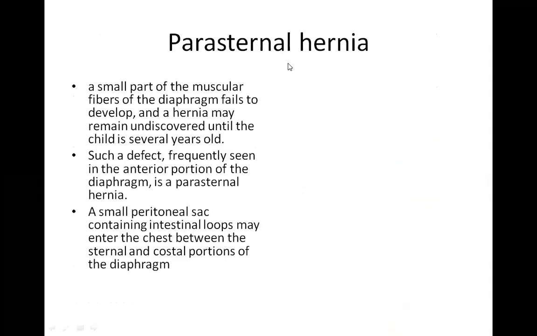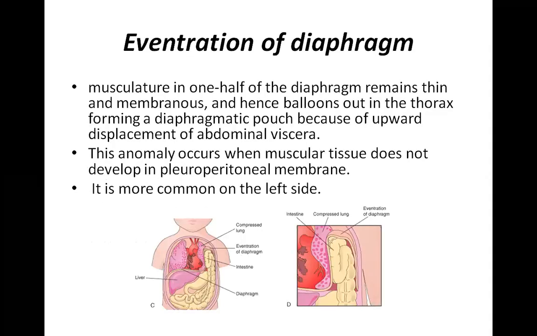Then there is a parasternal hernia. A small part of the muscular fibers of the diaphragm fails to develop, so the hernia may remain undiscovered until the child is several years old. It is frequently seen on the anterior portion of the diaphragm, so it is also known as parasternal hernia. Bochdalek's was posterolateral; the parasternal is generally an anterior hernia. A small peritoneal sac containing an intestinal loop may enter the chest between the sternal and the costal portion.